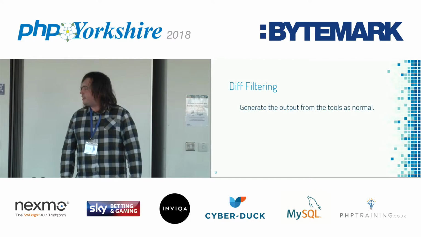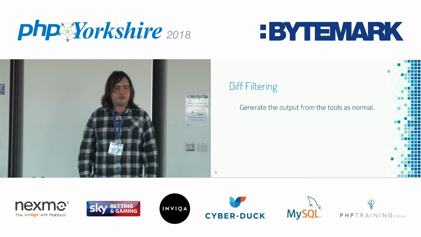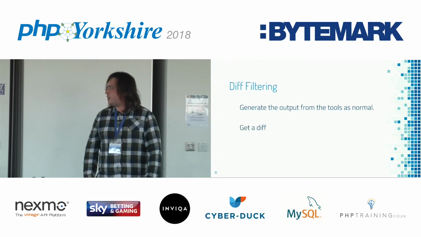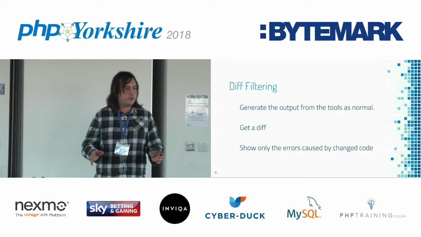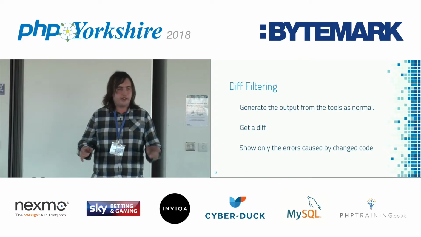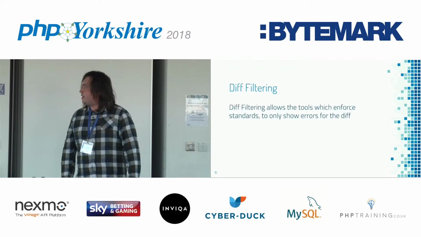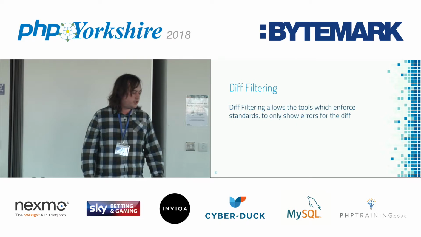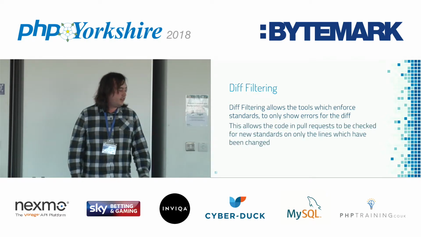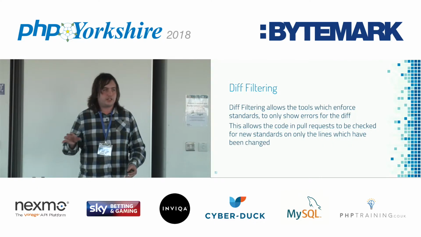So it's a 3-step process. You generate the output from the tool, so you run phpcs on your code base. You generate your diff, and then you combine the two and show only the errors that appear in both your diff and the changed code. So it allows the tools to enforce only what's changed, so only what you've been changing yourself, and on a pull request level as well. So when you've checked it in, the whole pull request is checked just as the pull request.